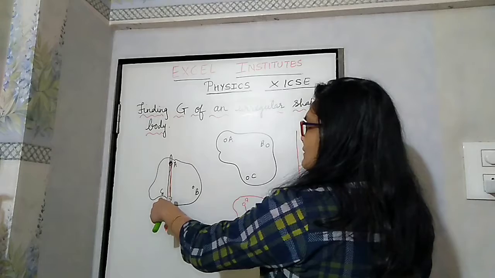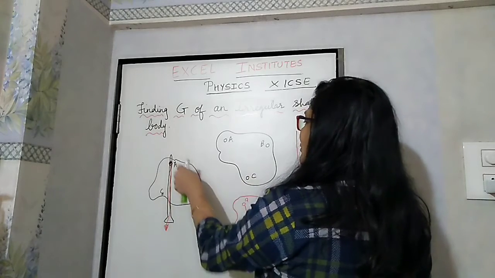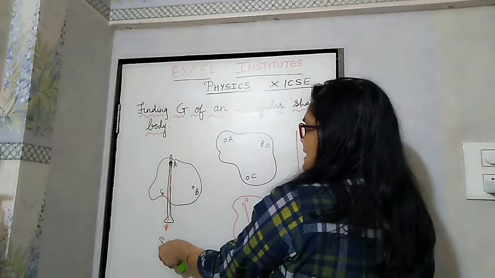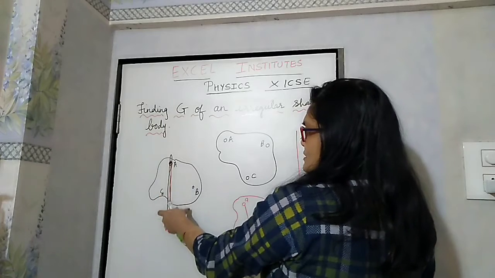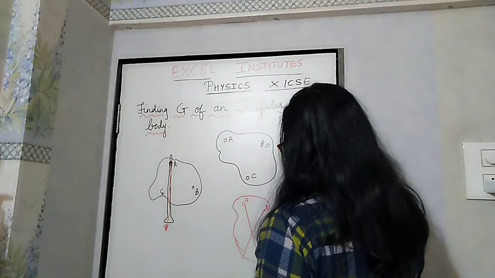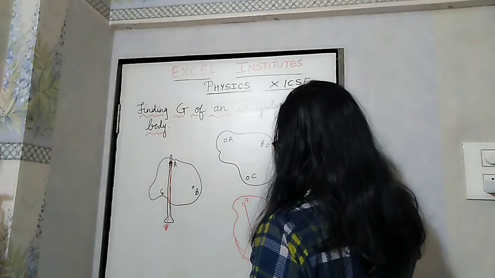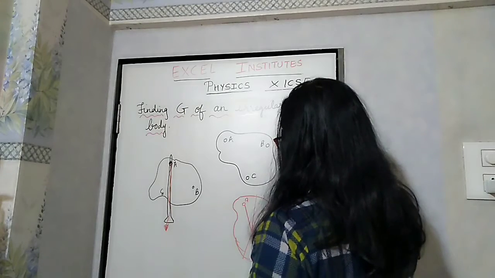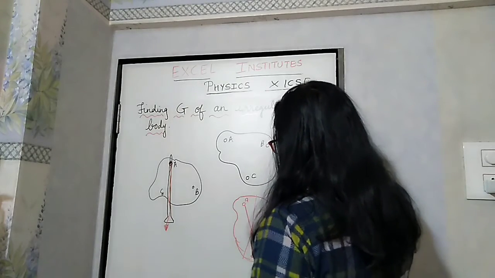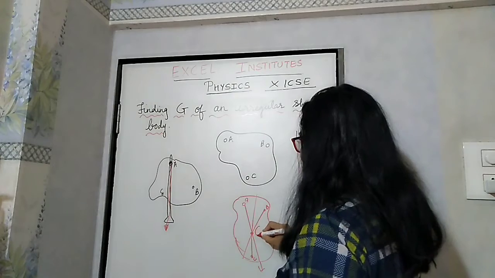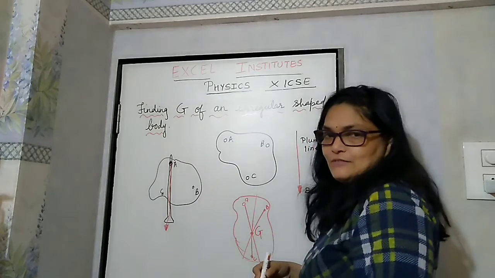Now repeat the same thing with C. Now put the C hole over here. Let the plumb line be as it is, and when it becomes stationary, through C again I will draw a line. And suppose that line goes like this. Now this point of intersection of the 3 lines what we have drawn is your center of gravity.